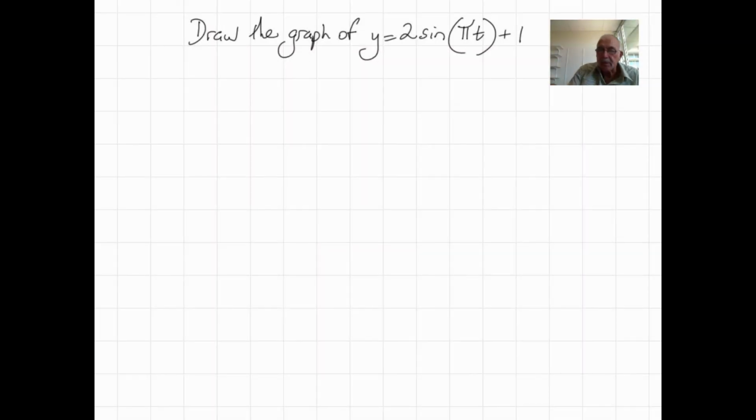We're asked to draw the graph, and it's just a sketch of y equals 2 sine pi t plus 1. Our general form that we came about in the previous talk was y equals a sine b outside of x plus c plus d. So that's the general form.